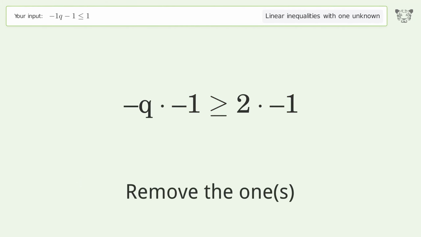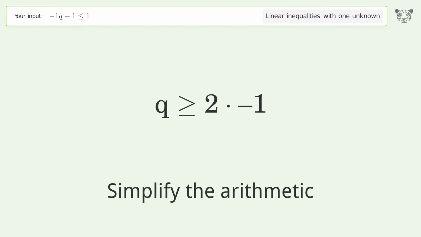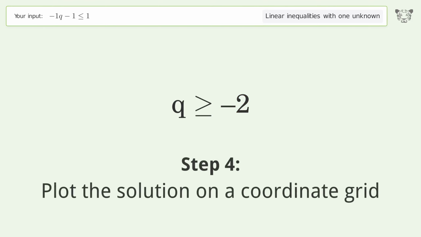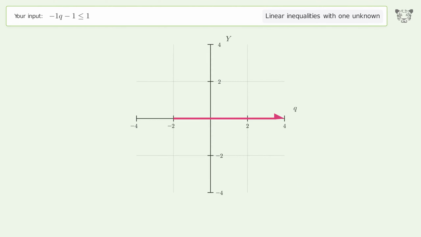Remove the ones. Simplify the arithmetic. Plot the solution on a coordinate grid. And so the final result is q equal or greater than -2.